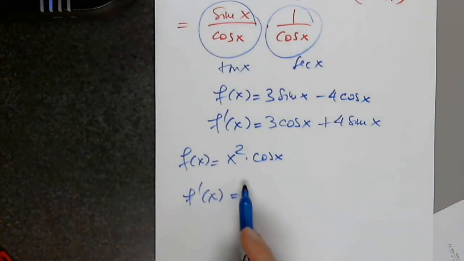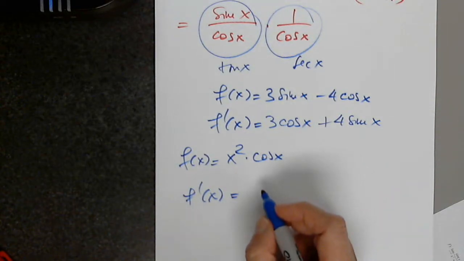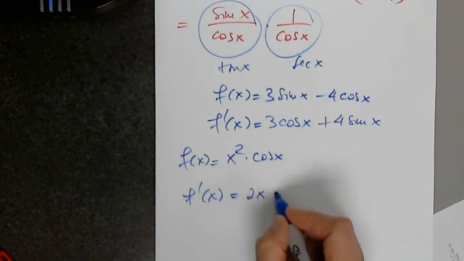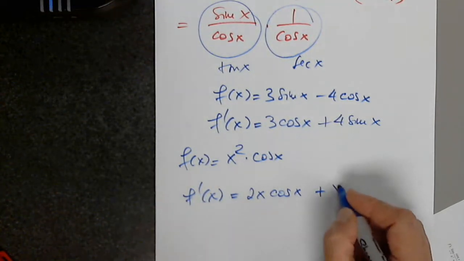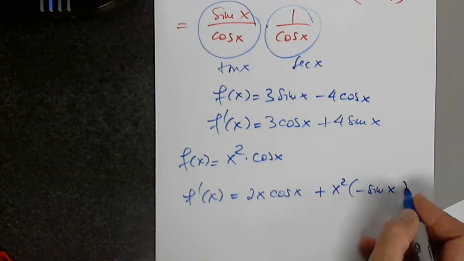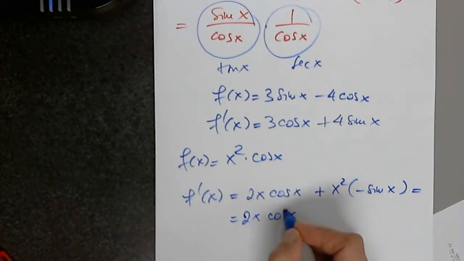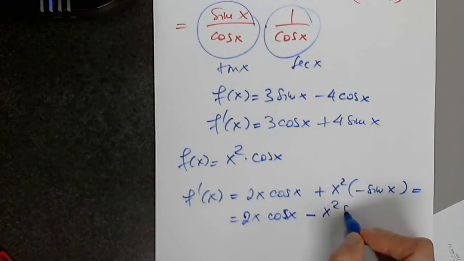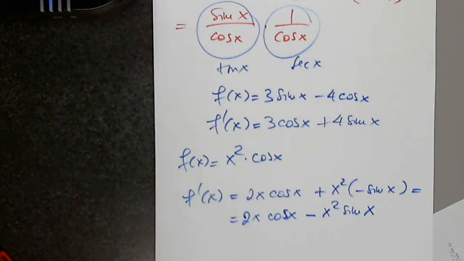So how do I differentiate x squared times cosine x? First function prime, 2x times cosine x plus x squared times negative sine x. So 2x cosine x minus x squared sine x. Okay, any questions on this? Let's work on tangent x over x squared.